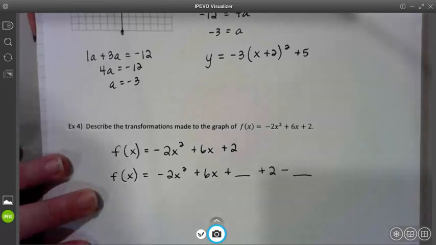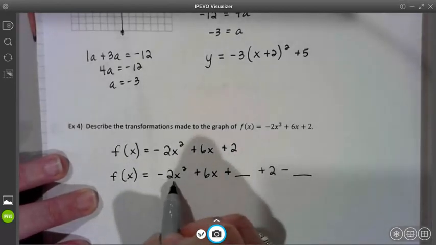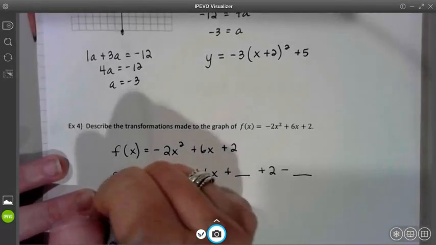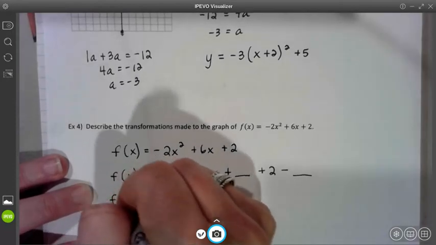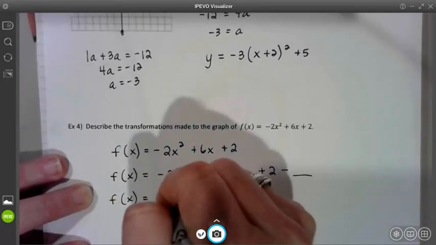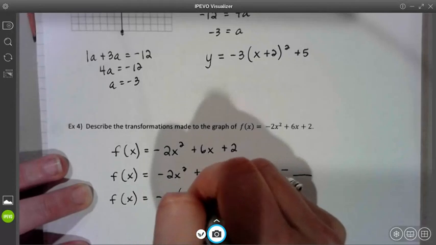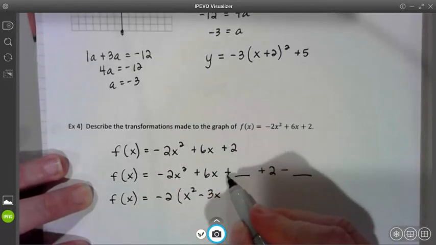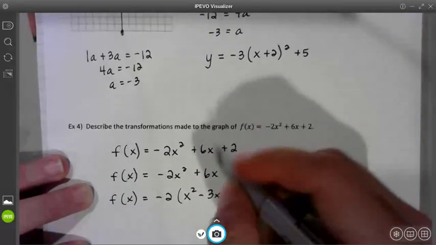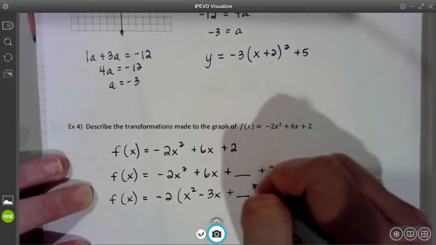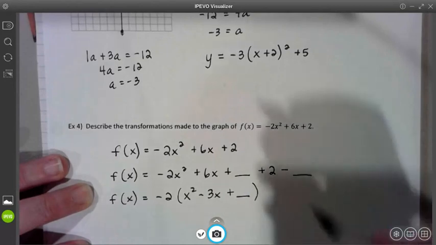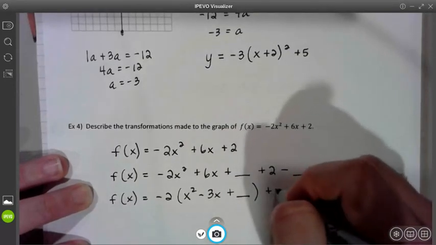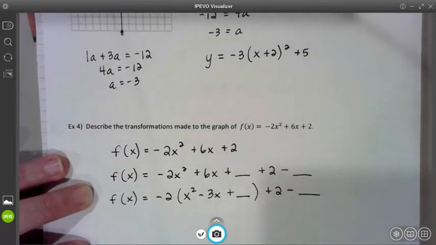All right, when we go to complete the square, I cannot have anything in front of x squared, so we're going to factor out the -2. So f of x equals -2 comes out. That leaves you with x squared minus 3x now. We haven't created this number yet, so don't worry about pulling out a negative sign. It should always be plus the last number in a perfect square trinomial, and then close that, and then we'll leave the plus 2 and the minus something on the outside.